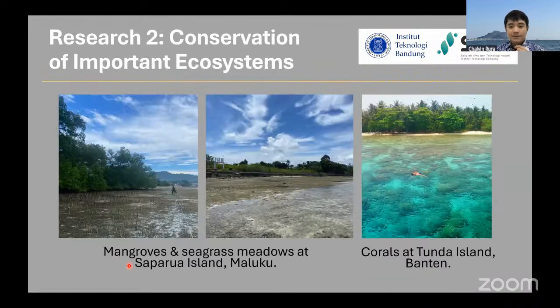So another part of my research, because I'm an ecologist, mostly an ecosystem ecologist, I study mangroves and seagrass. So here's a picture of mangroves and seagrass in Indonesia, particularly in Sapura Island, Maluku. And this is some corals in Tunda Island in Banten, Java.